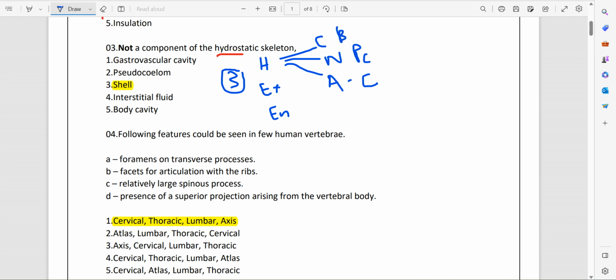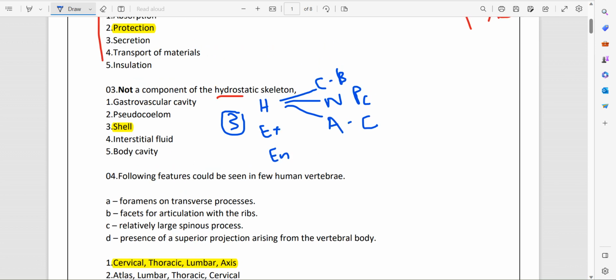So that's the division. I will write it clearly here, so then you won't have any doubts at the end. So cnidarians, they are using their gastrovascular cavity as their hydrostatic skeleton. Nematodes are using their pseudocoelom, and annelids are using their coelom. So all 3 of them are having a hydrostatic skeleton, and I further explained which part of their body is used as a body cavity for this fluid-filled hydrostatic skeleton.